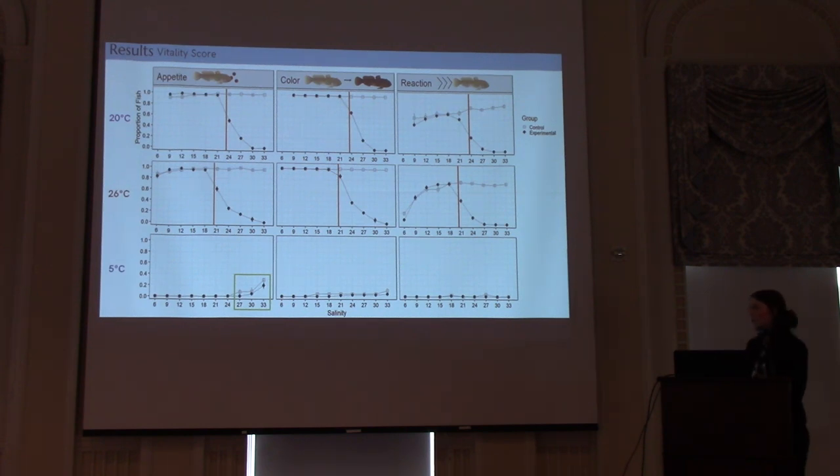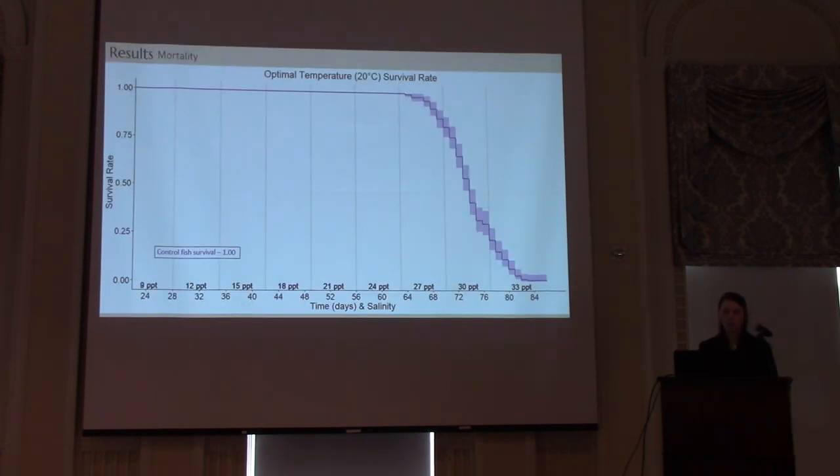So switching from physical observations of stress to mortality events, just to orient you, on the x-axis we have time in days, and then we have salinity levels overlaid, and then on the y-axis here we have survival rate as a proportion. This is with the first iteration of the optimal temperature, and with this survival curve, whenever you see a vertical drop, that represents a mortality event. The longer the vertical drop, the larger the mortality event that occurred in the tanks.